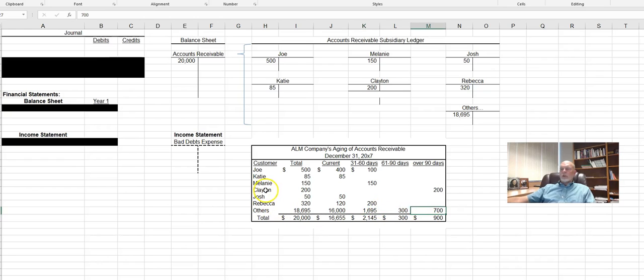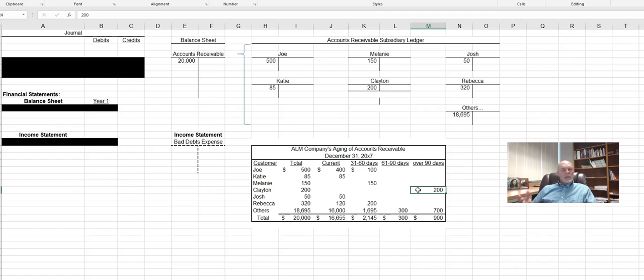We have one customer, Clayton, who owes us $200, and that balance is over 90 days old. So it could be some kind of a problem with Clayton. He purchased from us at some time in the past, still hasn't paid us, and when these account balances get old like this, it indicates that we probably need to do some kind of follow-up with Clayton and find out what the problem is. It could be that he never got the bill.